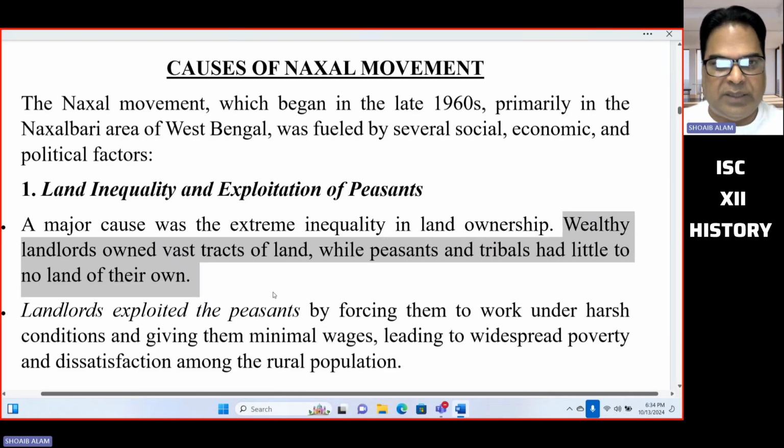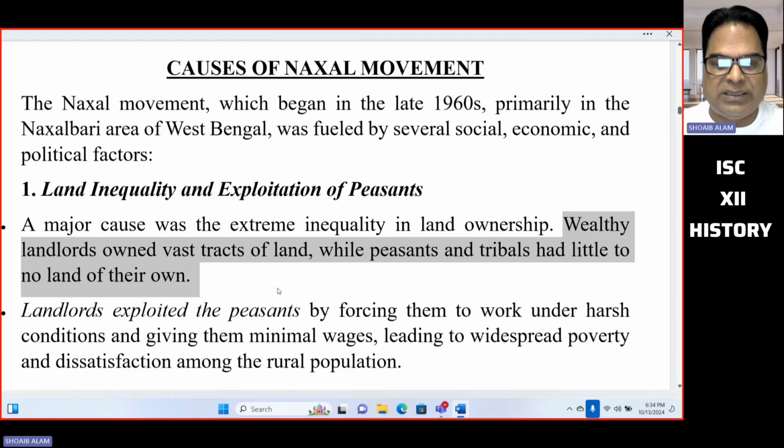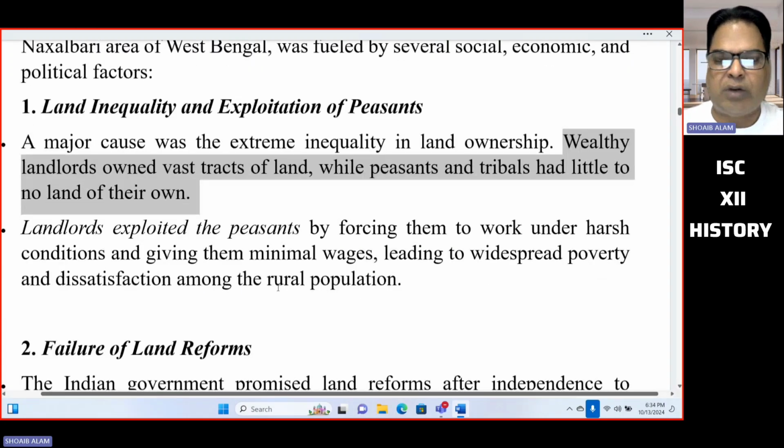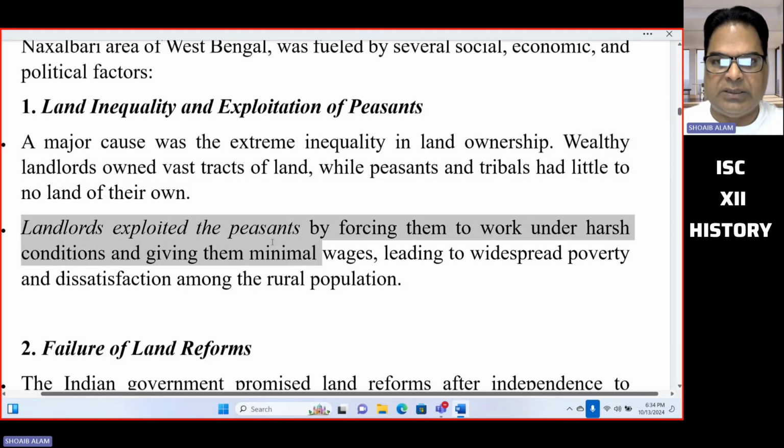Now these peasants were forced to work on their land, and in return they were given very minimal wages, which were not enough to survive. Now, what did the landlords do? The landlords exploited the peasants.